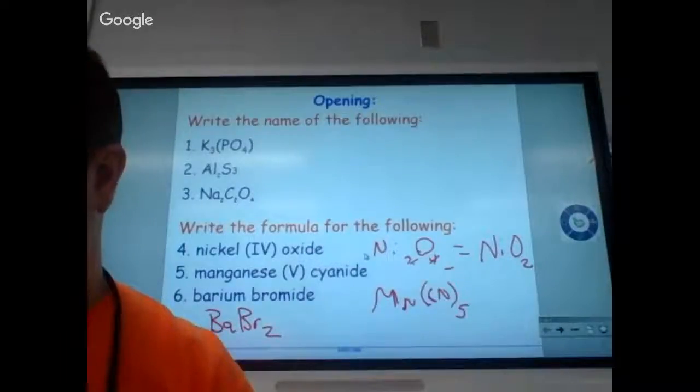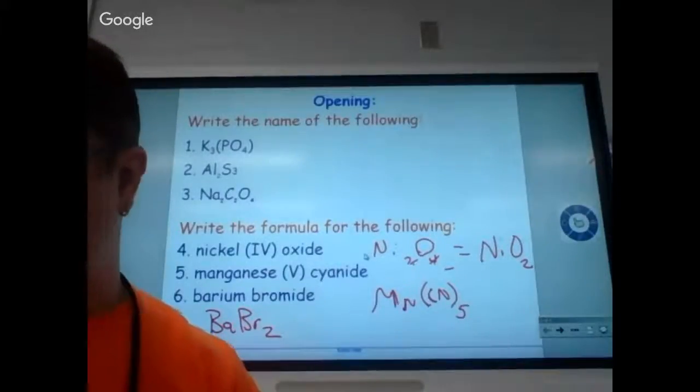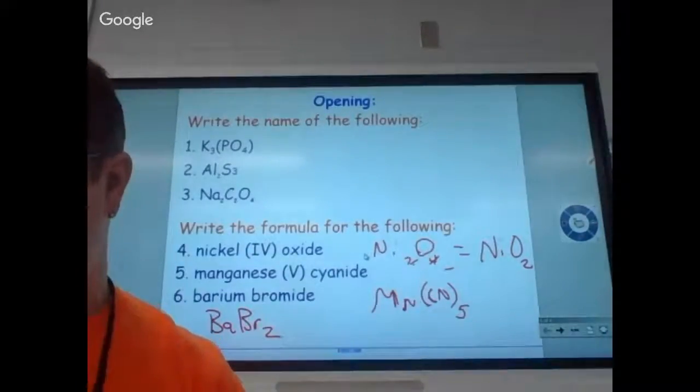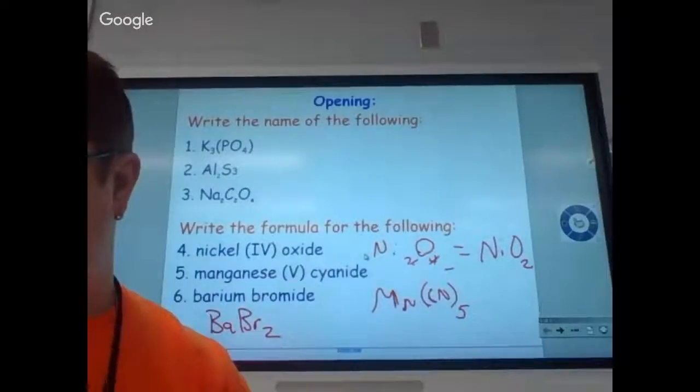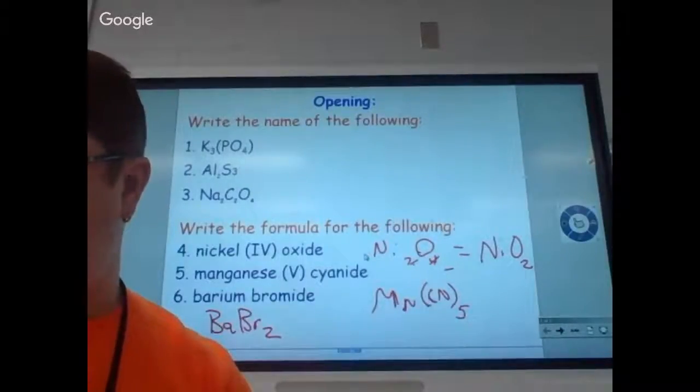Copper 2 sulfate. 21 is nickel 3 bromide. 23 is zinc sulfate. And 25 is potassium permanganate.